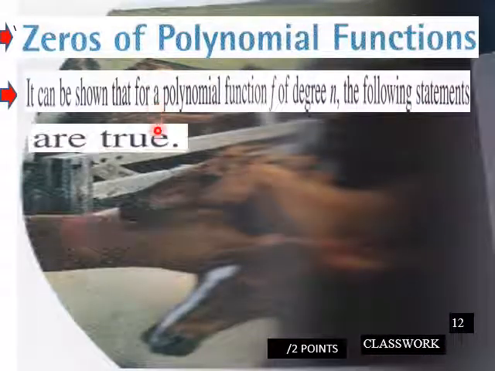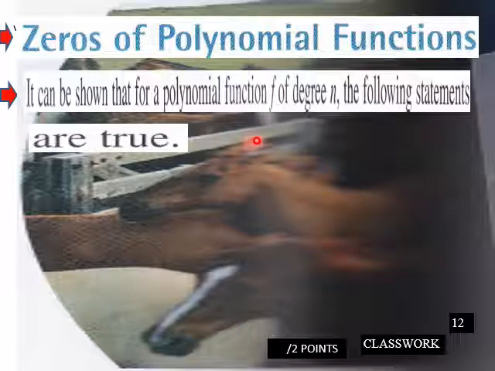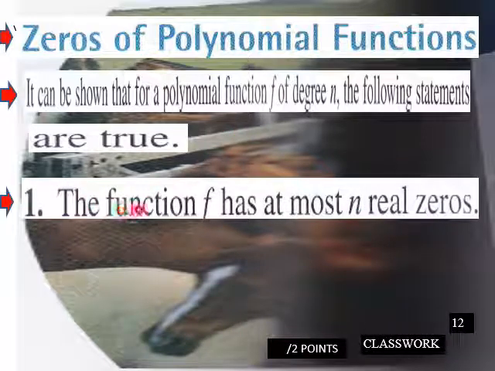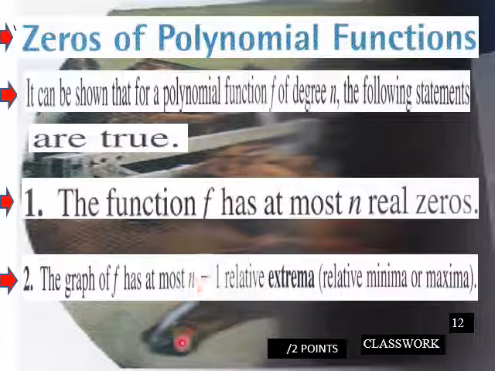Okay, zeros of polynomial functions. It can be shown that for a polynomial function f of degree n, the following statements are true. 1, the function f has at most n real zeros, meaning it intercepts the x-axis at most n times. And 2, the graph of f has at most n-1 relative extrema, meaning a minimum or a maximum, relative min or relative max.